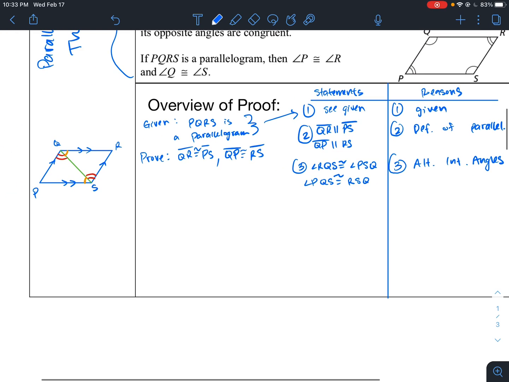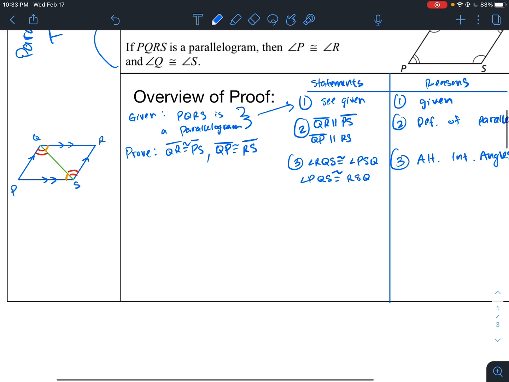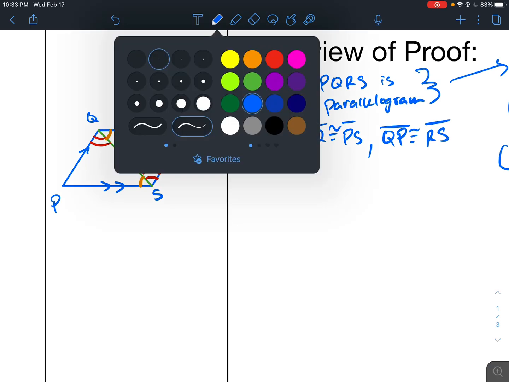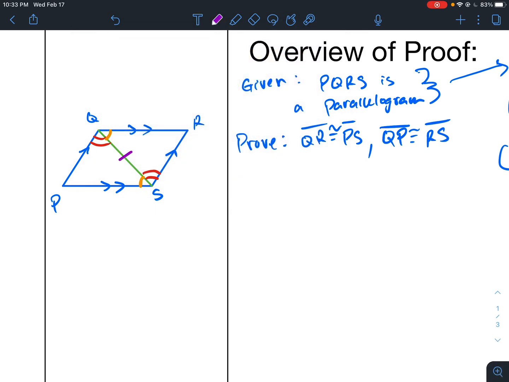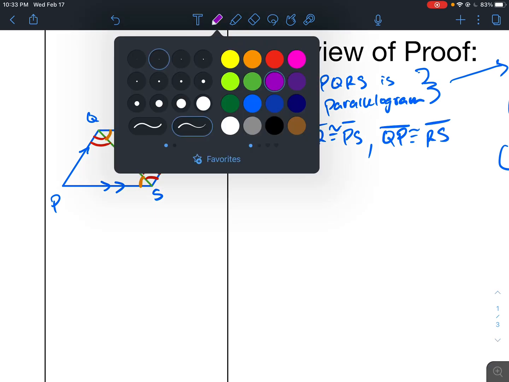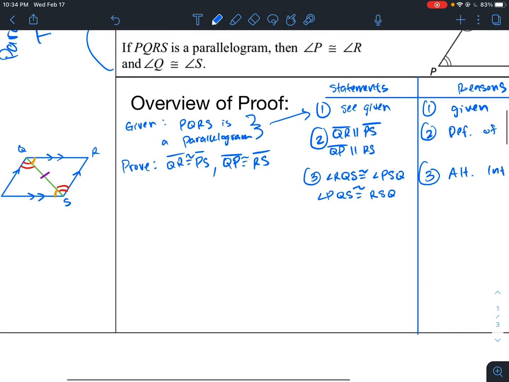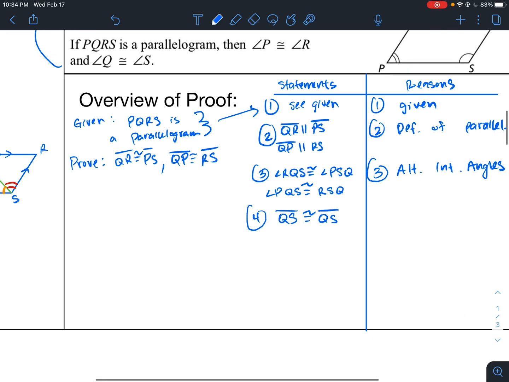Okay? Now what I also know is that this line right here, the line QS, is congruent with itself. And I know that because of the reflexive property. So I know that QS is congruent with QS, and that's by the reflexive property.